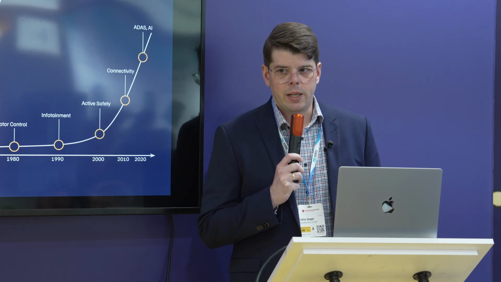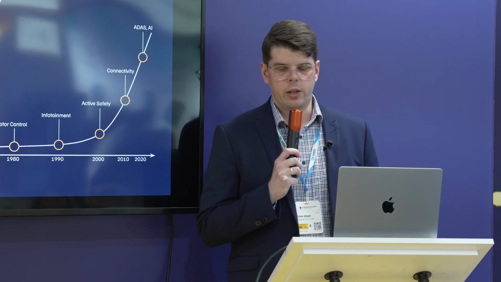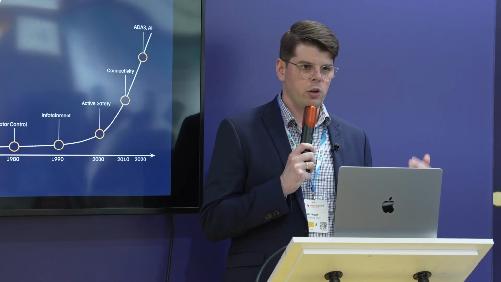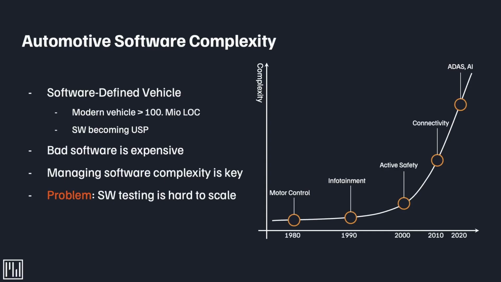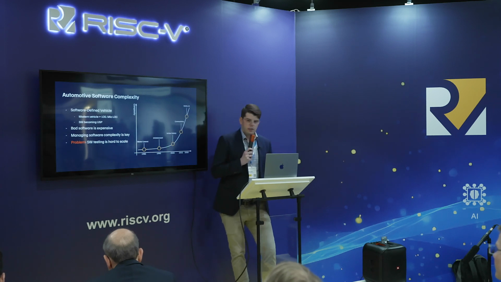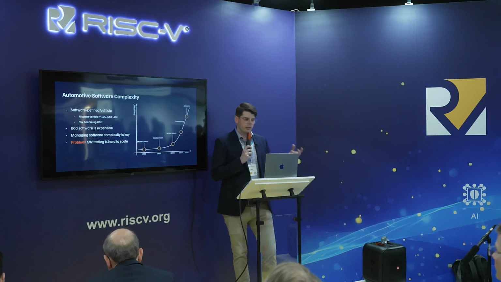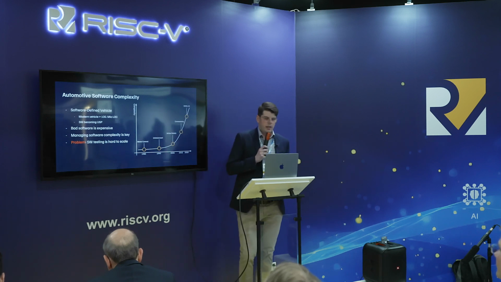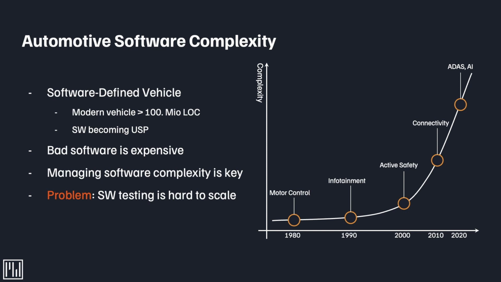Also, bad software is quite dangerous and very expensive. When your software is not good, you have to recall, and it hurts your brand image. So managing software complexity is definitely one of the big challenges that we see today. The big issue is that the testing of software is inherently hard to scale, especially in complex systems like automotive, because the hardware resources are quite limited and the test rigs are very expensive. This is an issue that we have to overcome, but fortunately, there is a solution to that.